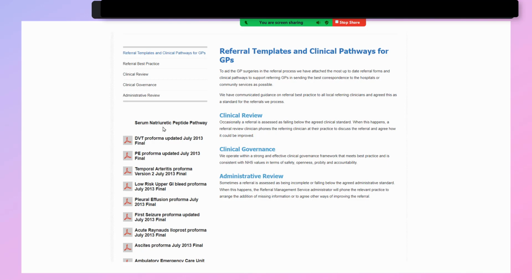Maybe the NICE guidelines advise to refer the patient in a specific case urgently, and in the local guidelines, the patient should be referred maybe immediately. So they will follow their guidelines. This is in terms of local arrangements. Okay? This is in terms of the NHS system.